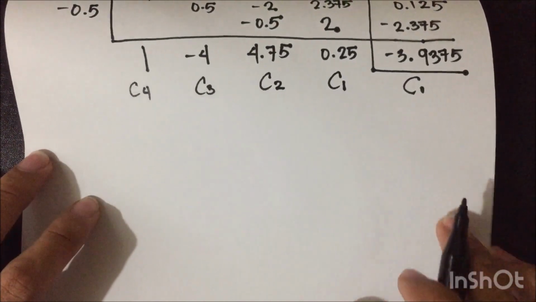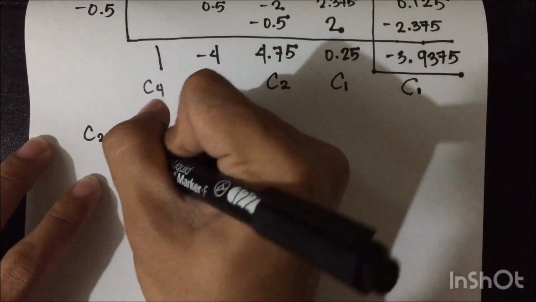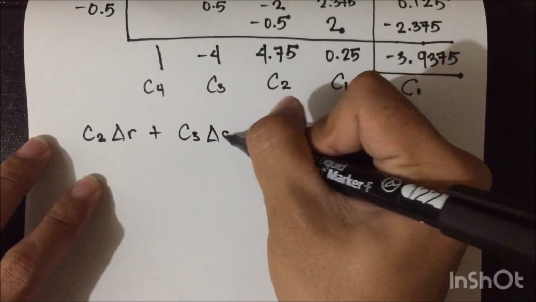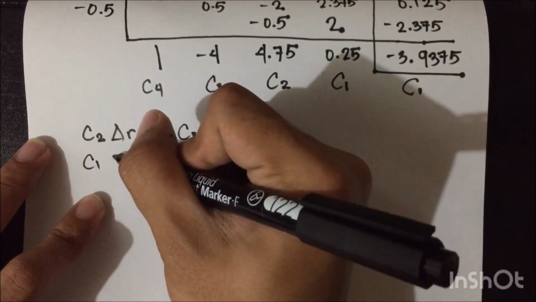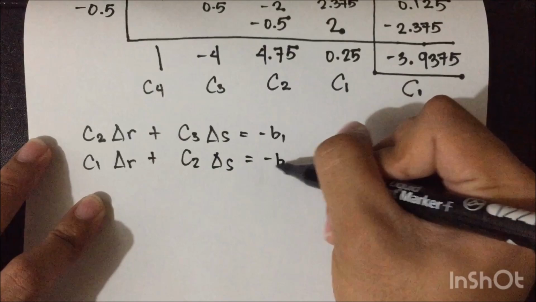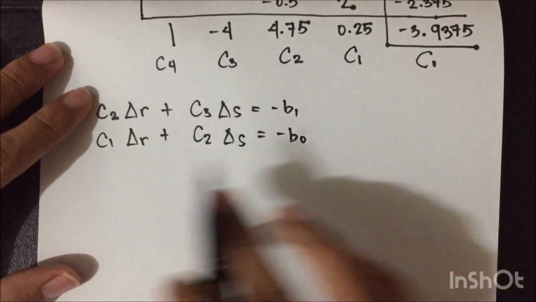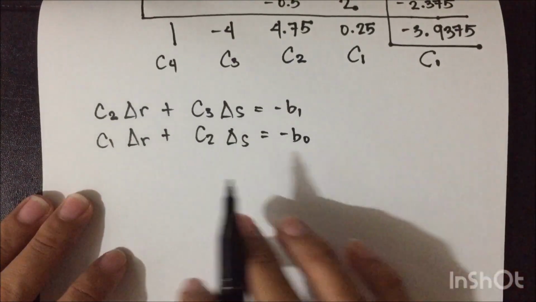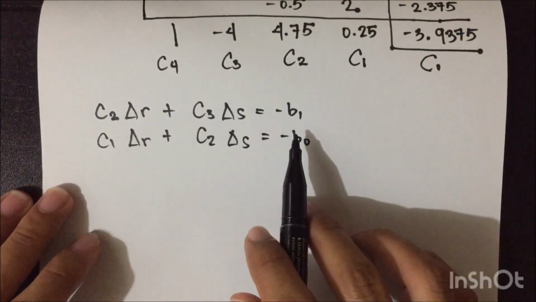Next step natin is from the equation na C sub 2 delta R plus C sub 3 delta S is equal to negative P1 at C sub 1 delta R plus C sub 2 delta S is equal to negative P0. Yan ang gagamitin natin, guys, class, para makuha natin yung delta R, delta S using matrix. So, i-substitute muna natin yung mga values ng C at ng B.